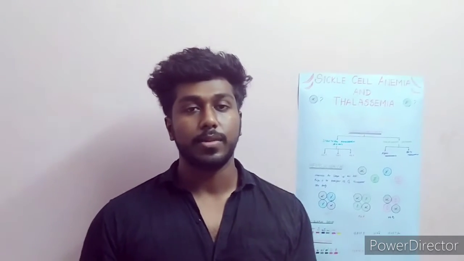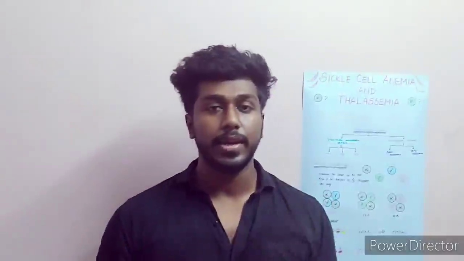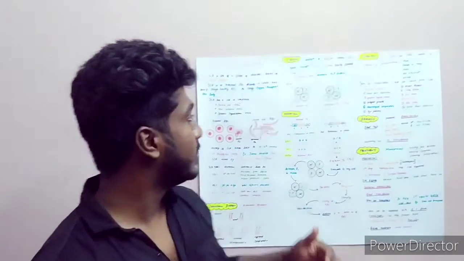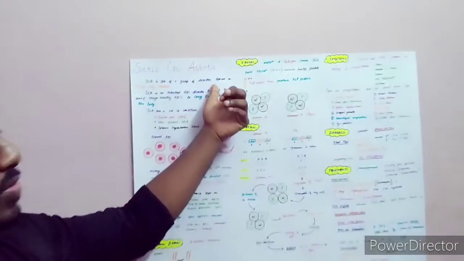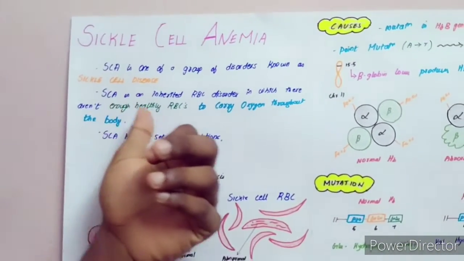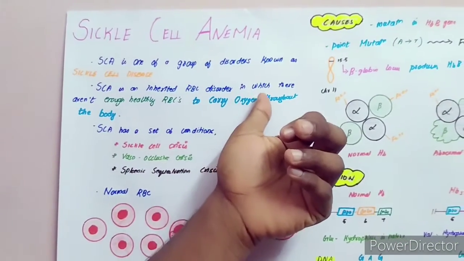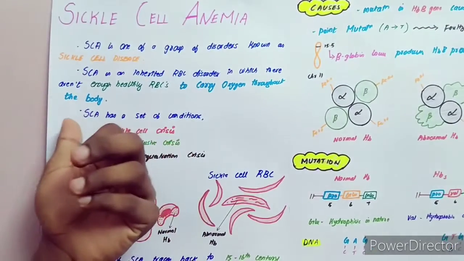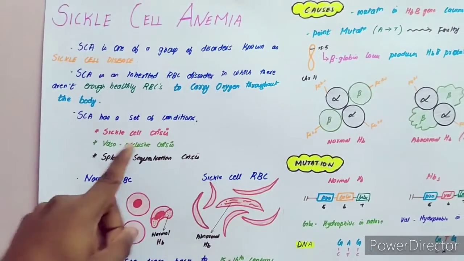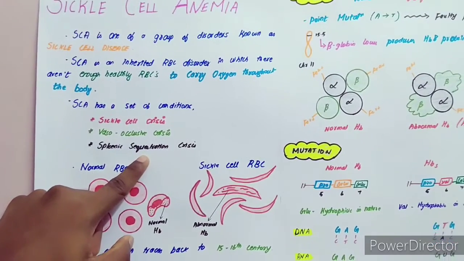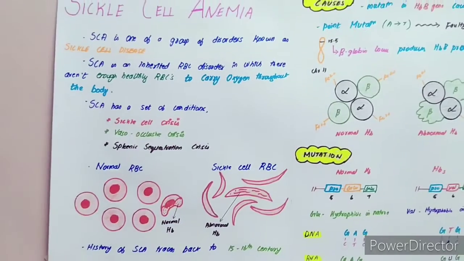Now we are going to see the disorders: sickle cell anemia and thalassemia. We will continue with sickle cell anemia. Now what is sickle cell anemia? Sickle cell anemia is one of the group of disorders known as sickle cell disease. It is an inherited RBC disorder in which there aren't enough healthy RBCs to carry oxygen throughout the body. Sickle cell anemia has a set of conditions called sickle cell crisis, vaso-occlusive crisis, and splenic sequestration crisis, where crisis means episodes of pain.